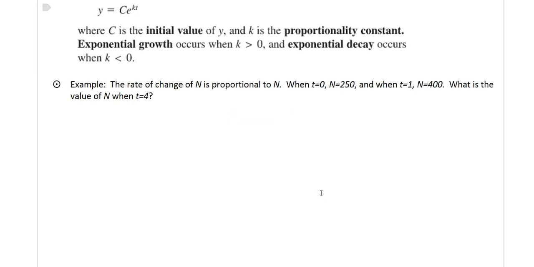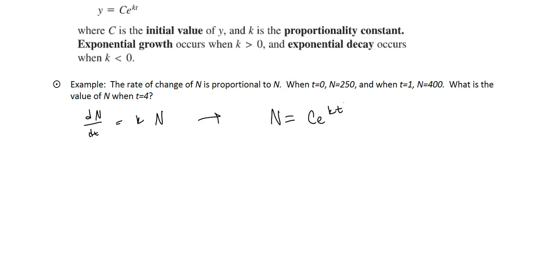So, as an application, it says the rate of change of n is proportional to n. So that's just saying we're using this model. When t equals 0, n equals 250, and when t equals 1, n equals 400. So it wants to know what is the value of n when t is equal to 4. So the rate of change being proportional, this is saying that dn over dt is equal to some k times n, which means that n is equal to c e to the kt if you were to solve that.